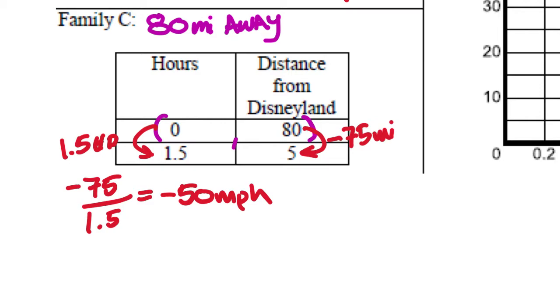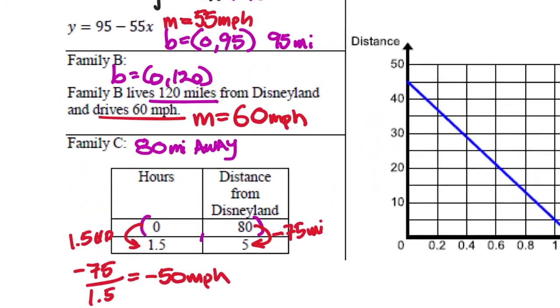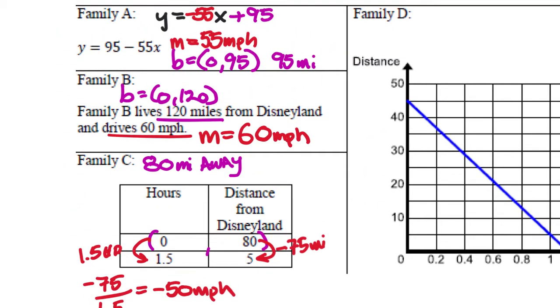So family C, we see their speed and how far away they are. And in comparison to families A and B, they're going, looks like, the slowest. Yeah, we don't really need the negative on that, 50. They're going the slowest, but it looks like between the three families, they also live the closest. So let's look at family D then.